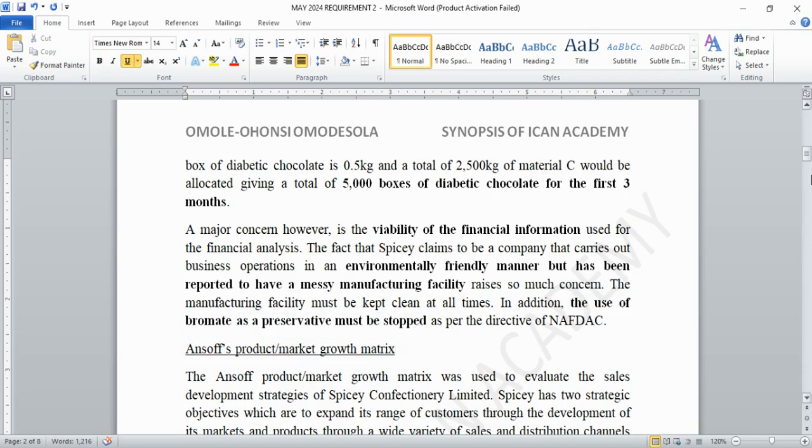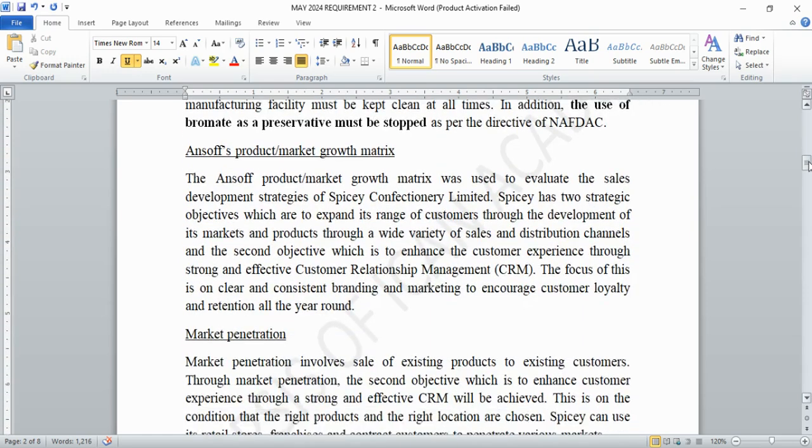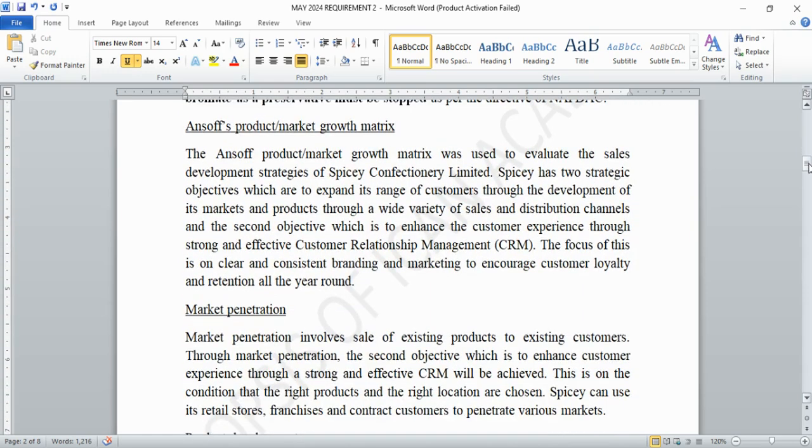And then the Ansoff product matrix. We're told to use the Ansoff product matrix. We drew that in our appendix already, so talk about it a little. This one is in appendix 3. So the Ansoff product matrix was used to evaluate the sales, which is what they asked us to do. The two strategic objectives were to expand the range of customers through market development, and product development through a wide range of sales and distribution channels.